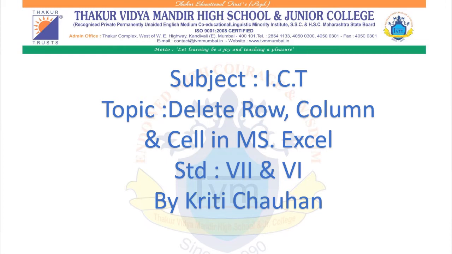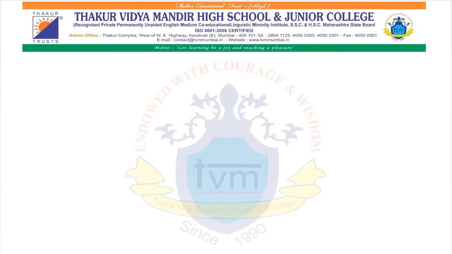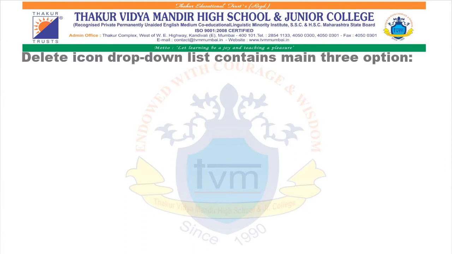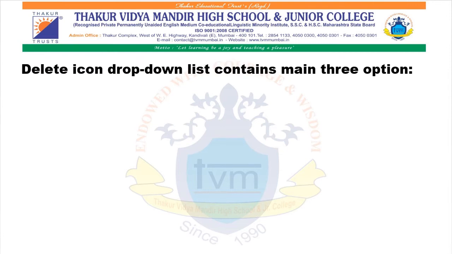So here we can do it in three ways. We can delete either rows, columns or cells from the worksheet. This process helps us to remove unwanted data and manage our worksheet. We are going to start with understanding the three ways to delete the content from the worksheet.